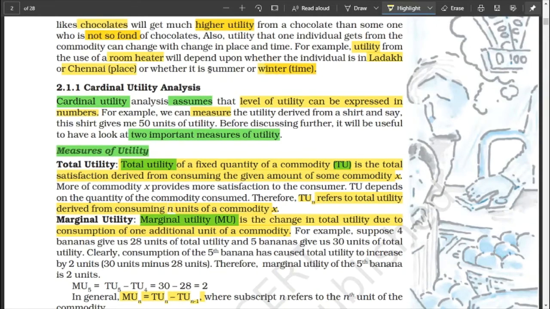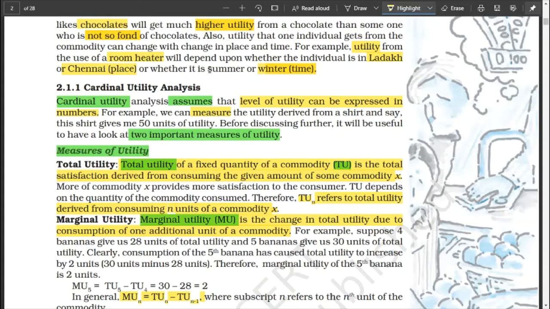So utility is subjective. It depends on the person, it depends on the place, it depends on the time. It differs from one case to another. That's the concept of utility. So from utility, we'll be able to explain consumer behavior, from the way we consume things.